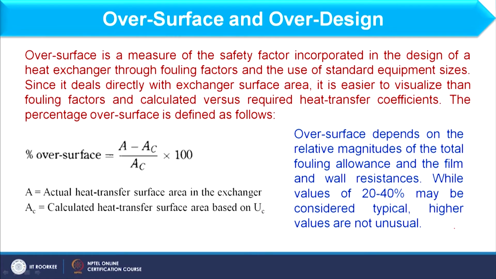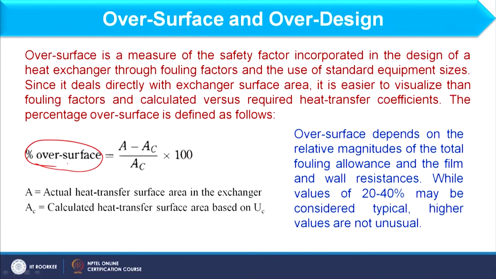What is this over surface and over design, to which I am calling as over design? I am calling over design as the extra area. Okay. And why am I providing extra area? Because I am considering dirt factor. Okay. So, we will find out overall heat transfer coefficient for clean condition and for dirt factor condition. So, if I am considering clean overall heat transfer coefficient, it means in the overall heat transfer coefficient expression dirt factors are not considered, right.